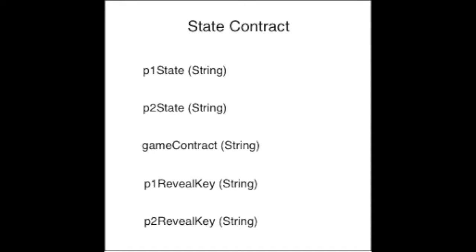The state contract is the second smart contract that we will be using for this rock, paper, scissors game. It is used to communicate the state of each player to its opponent. It is also used to communicate the address of the game smart contract once it is deployed by player 1. And finally, it is used to communicate the reveal keys, or the keys to decode the deployed throws of each player on the game contract.